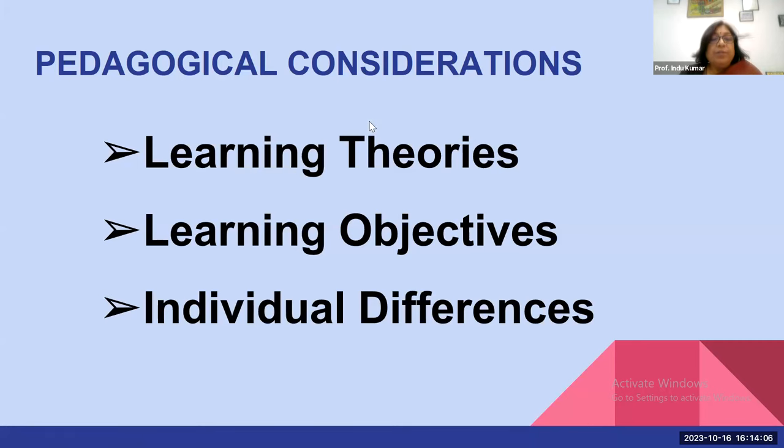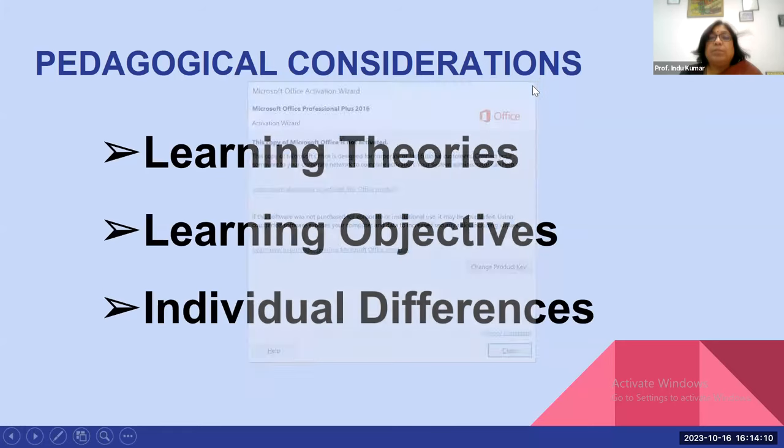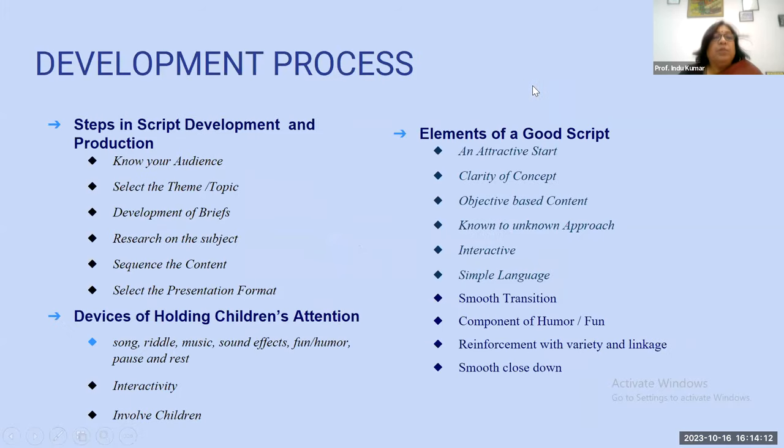Okay, next slide. Yeah, so this is the development process for developing any audio video program. Here it is shown what are the steps in script development and production, then devices of holding children's attention, elements of a good script. So these are some of the things that we need to take into consideration.